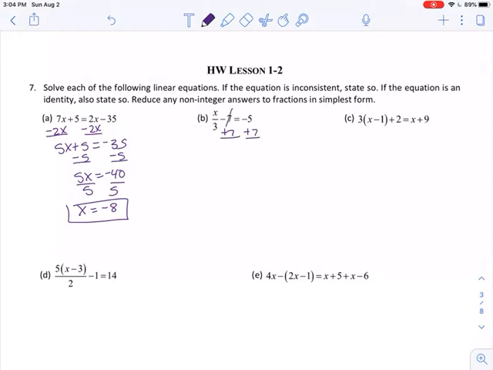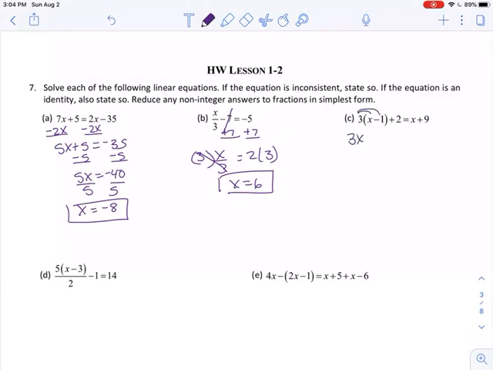For B, I'm going to add 7 to both sides. So I have x over 3 equals 2. And then this is x divided by 3, so I will multiply by 3. Whatever you do to one side, you have to do to the other side, and x equals 6.